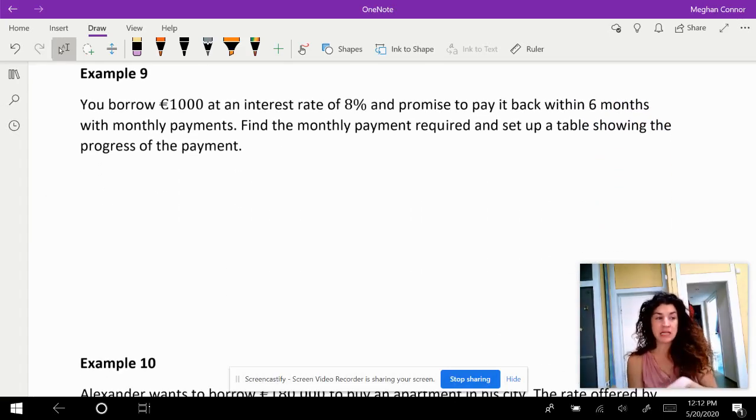So examples 9 and 10 are what's called amortization. And that is when, as we talked about at the beginning of these notes, you borrow money, the bank charges you interest for allowing you to borrow money. And so however long you choose to keep it and don't pay the whole sum back, they charge you interest on the money that you're still borrowing.